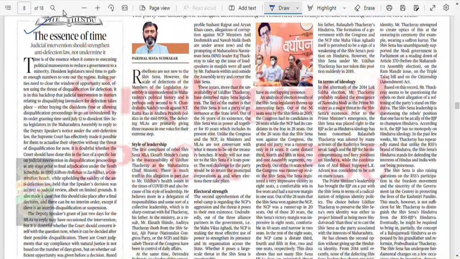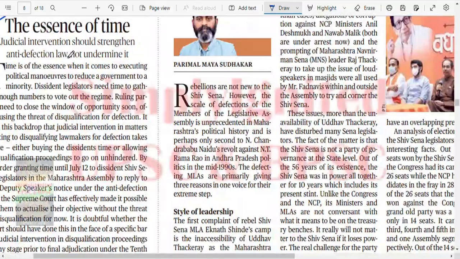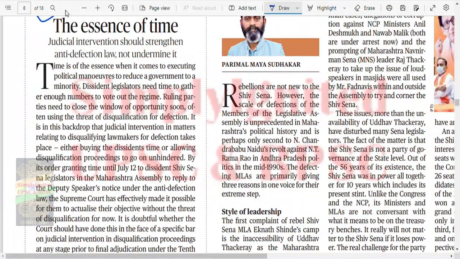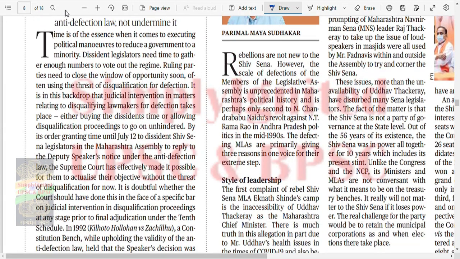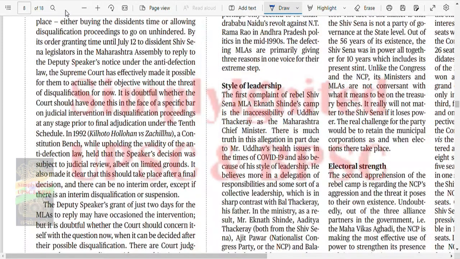In the essence of time, judicial intervention should strengthen the anti-defection law, not undermine it. Time is of the essence when executing political maneuvers to reduce a government to a minority. Rebel legislators need time to gather enough numbers to vote out the regime. The ruling party needs to close the window of opportunity soon, often using the threat of disqualification for defection. It is in this backdrop that judicial intervention in matters relating to disqualifying legislators for defecting takes place, either buying dissidents time or allowing disqualification proceedings to go unhindered.